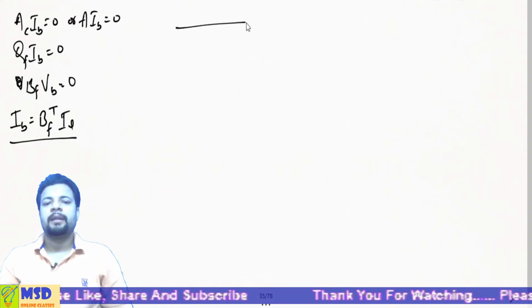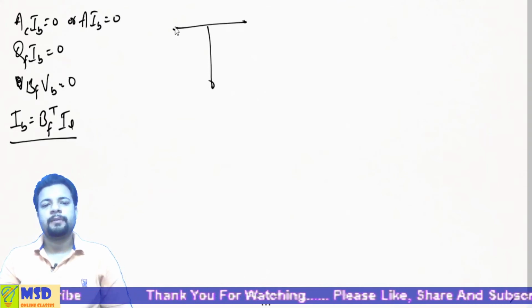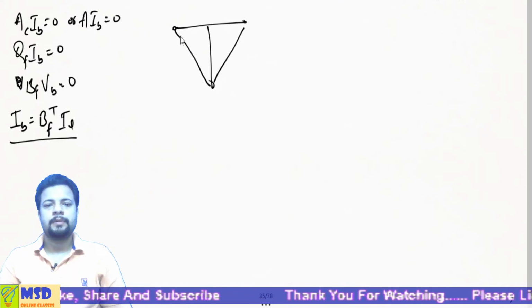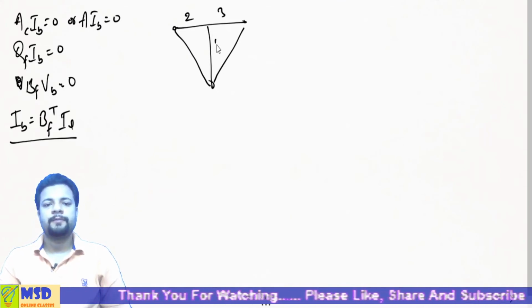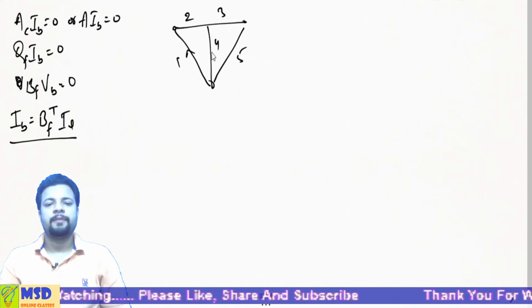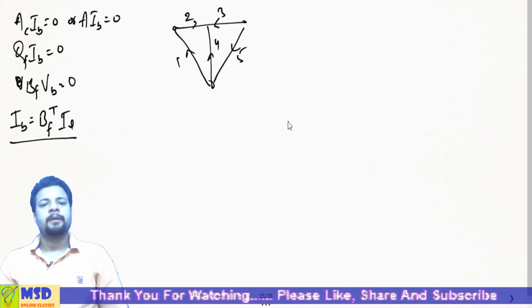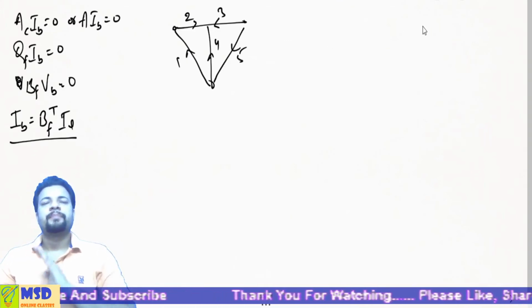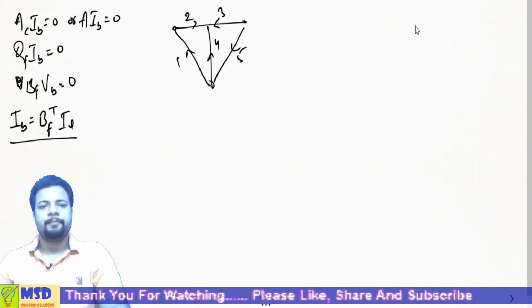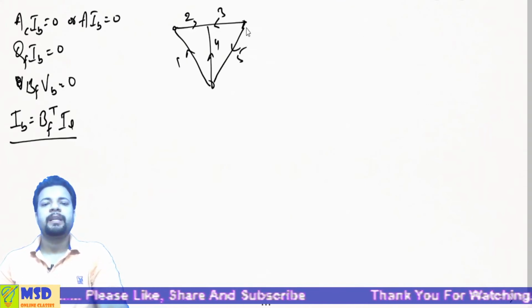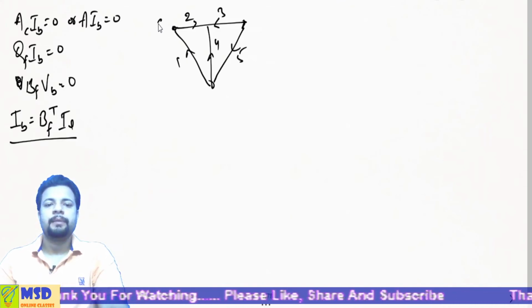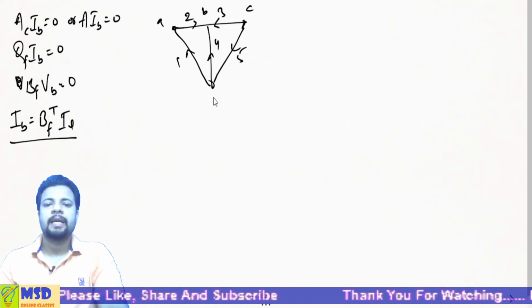Now again let me take that very same graph. This was 2, 3, 4, 1 and 5, and the orientation was like this. Now I want to build a relation between VB and VN. VN is the node voltages. So let me name the nodes A, B, C and D.